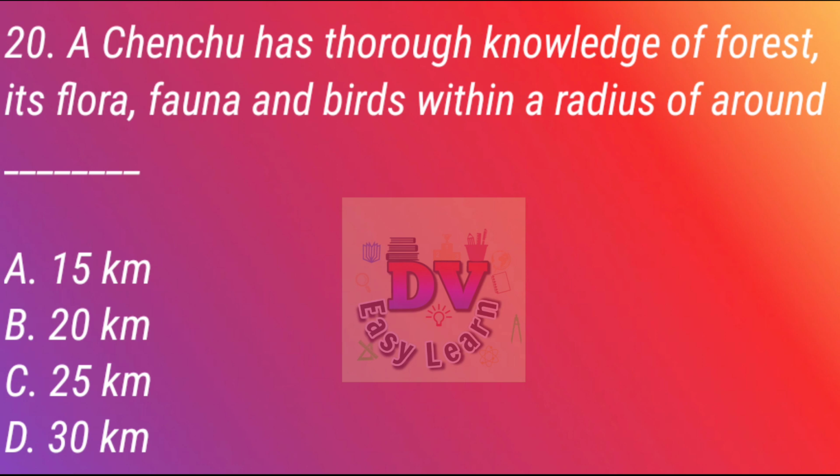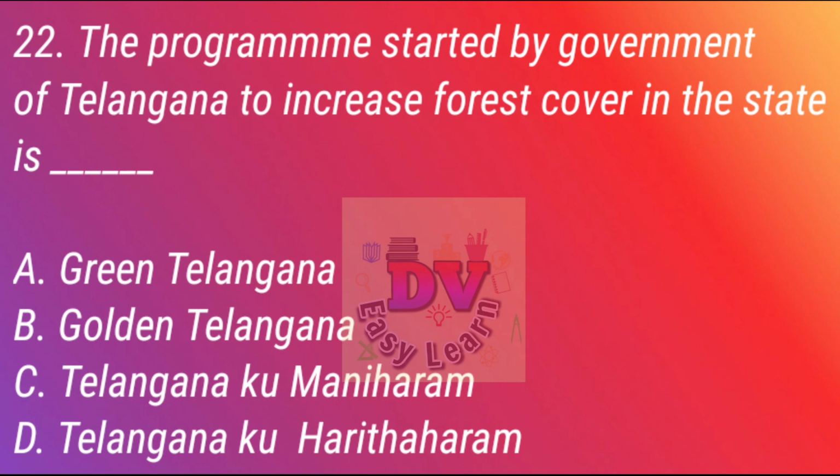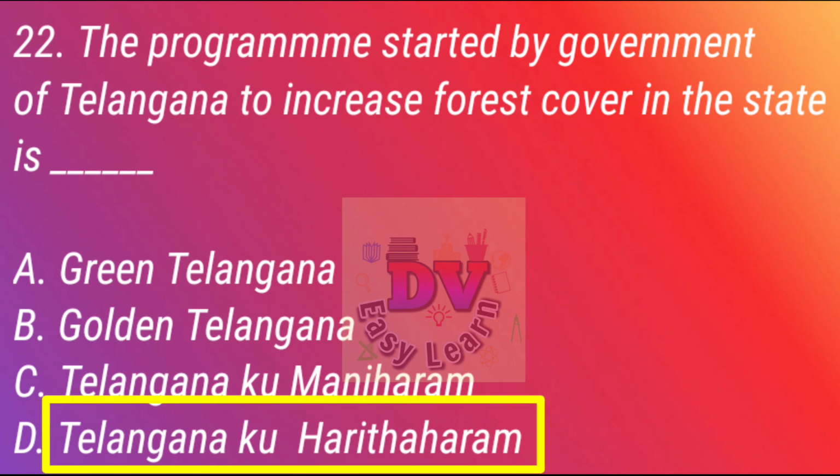Question number 20. A chenchu has thorough knowledge of forest, its flora, fauna and birds within a radius of around. Correct answer, 15 kilometers. Question number 21. Kundamallipudi is located at the foothills of Anantagiri in an area inhabited by members of. Correct answer, Koya. Question number 22. The program started by Government of Telangana to increase forest cover in the state is. Correct answer, Telangana ku Haritaharam.